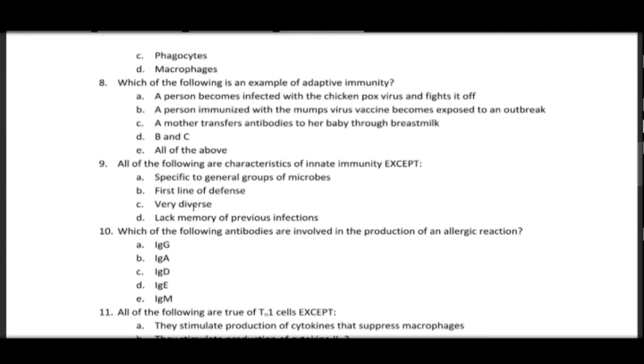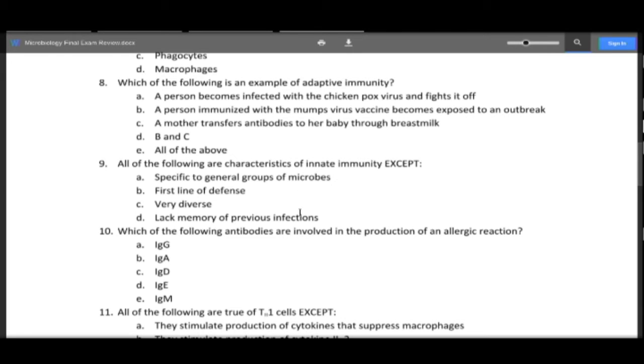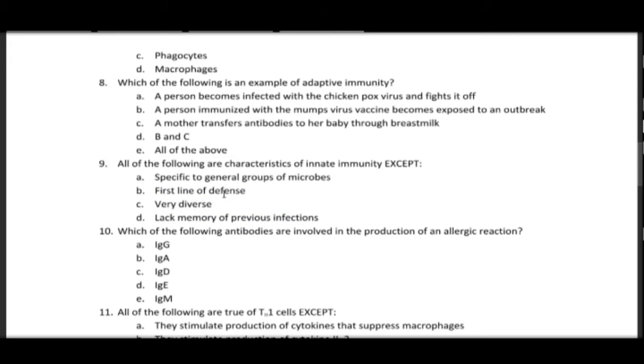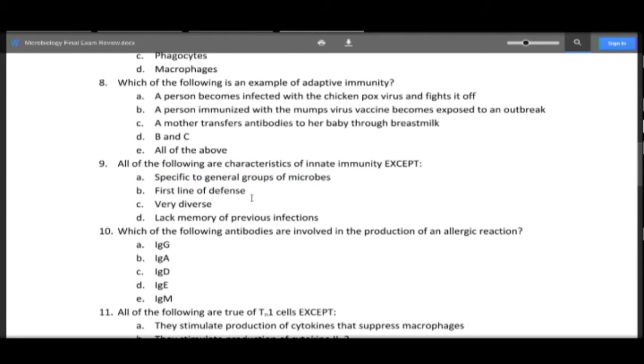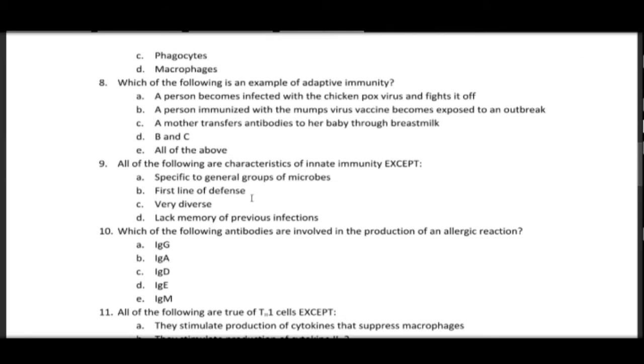So first line of defense, very diverse. They have cells, chemicals, physical barriers, and then D says they lack memory of previous infections, which is also true. We don't make memory cells, because if we made memory cells for previous infections, then that would be something specific, because now we're like, oh, we remember that one. This is what we use for that. This is more like a one solution fits all type thing when we talk about innate immunity. So for innate immunity, B, C, and D are true. First line of defense, very diverse, and they lack memory. And then A is going to be the exception. They don't have specific groups of microbes for that.